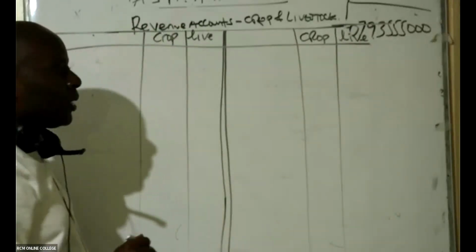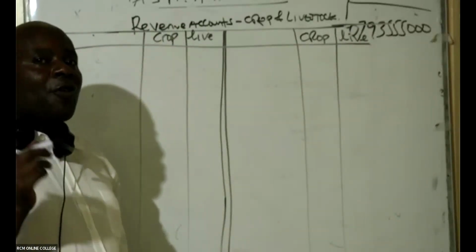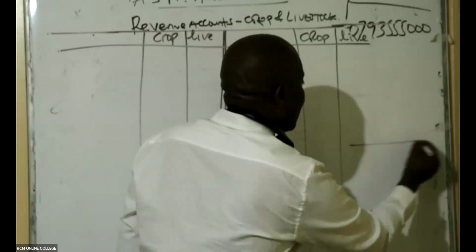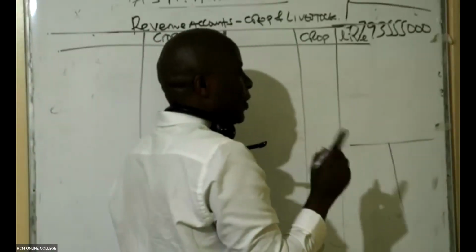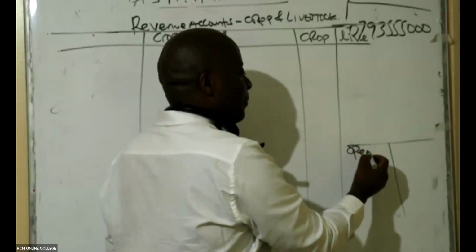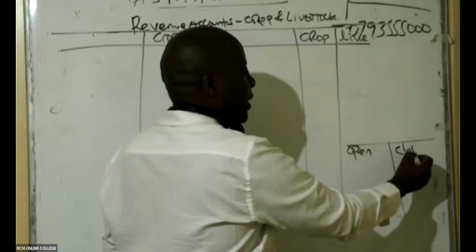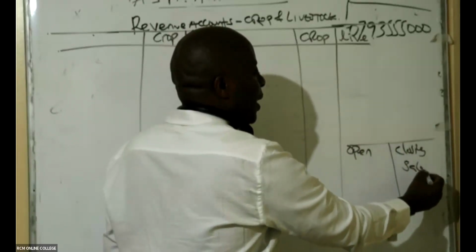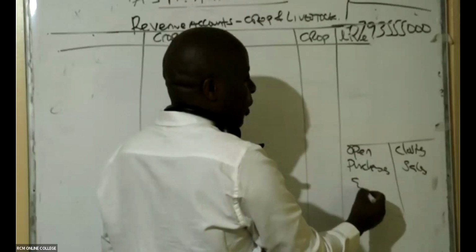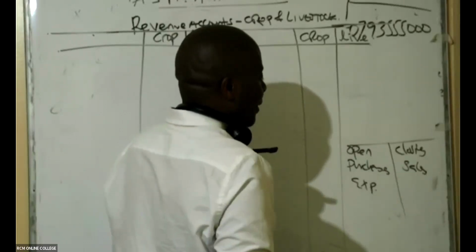So please remember, I've given you a general format. In the general format, for purposes of having this cemented in our minds very well, for this revenue account we are going to have opening stock here, closing stock here, sales here, purchases on the debit side, and then, of course, all expenses like that.